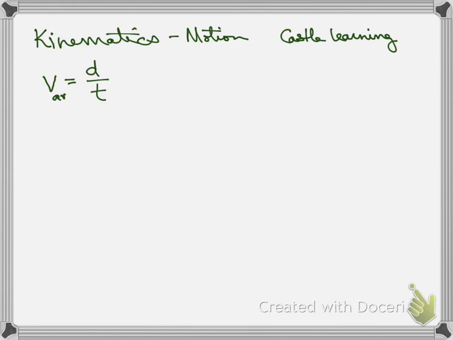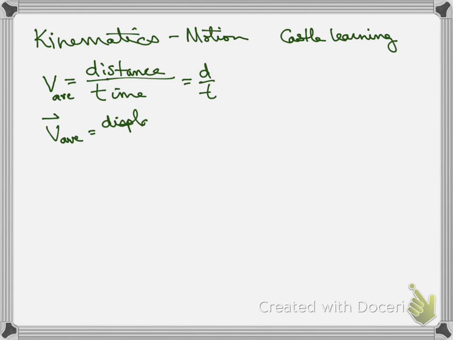So this is your average speed or your average velocity. Let's call this the average speed, and we're going to put it as distance over time, so d over t. If it was average velocity, I would put an arrow on top, and then it would be displacement over time. In class, if you remember, instead of using d twice, I used delta x over time. And that delta x is the displacement.